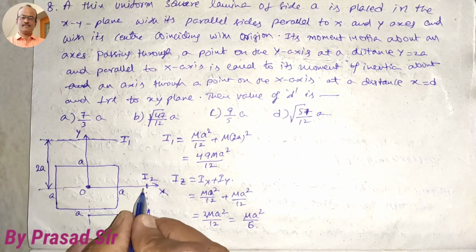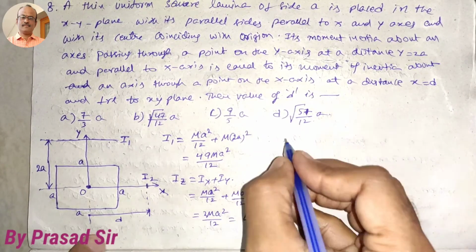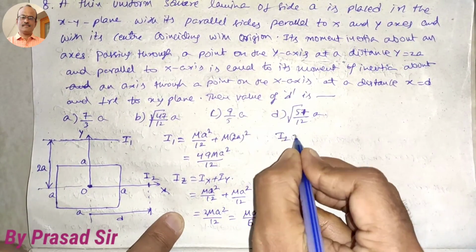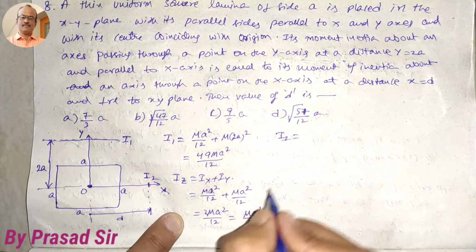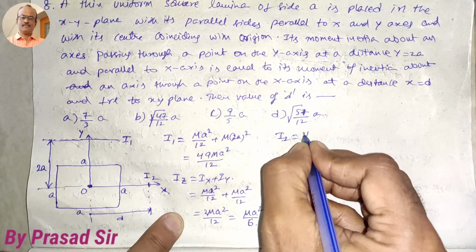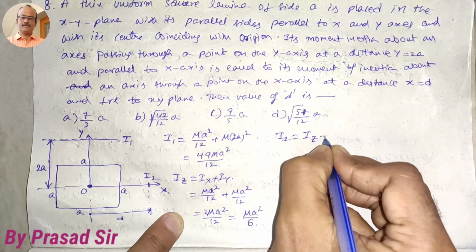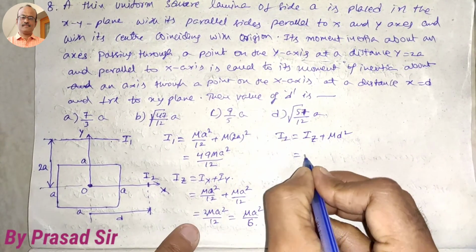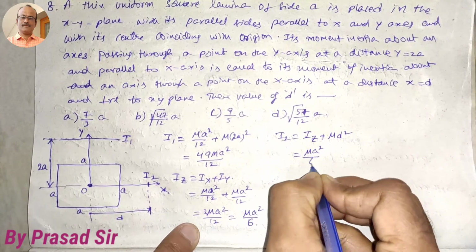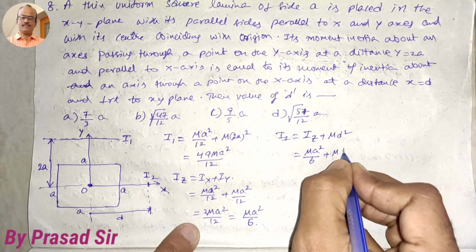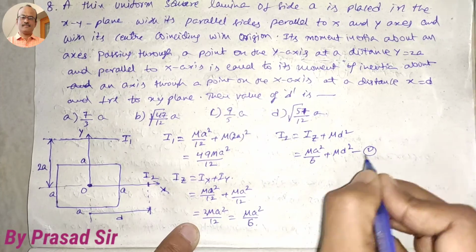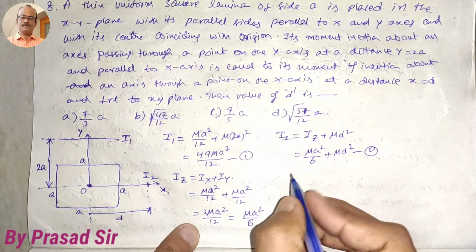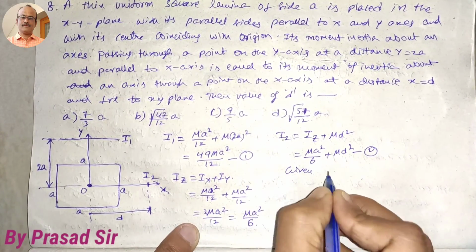But I want to calculate the moment of inertia at this place. So that means I2 is equal to the moment of inertia Iz plus m into d square, this distance. So that is m a square divided by 6 plus m into d square. This is the second equation, this is the first equation. Actually what is given here?